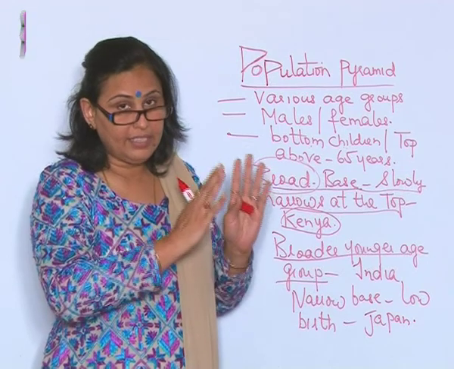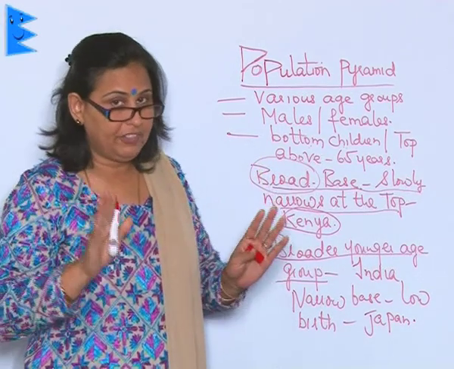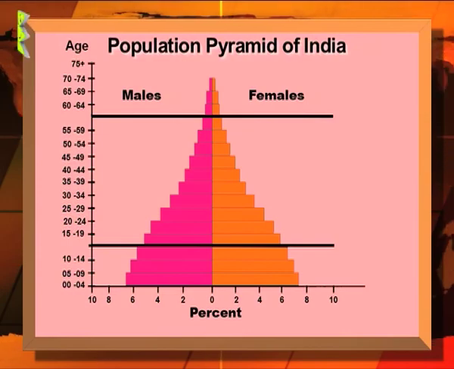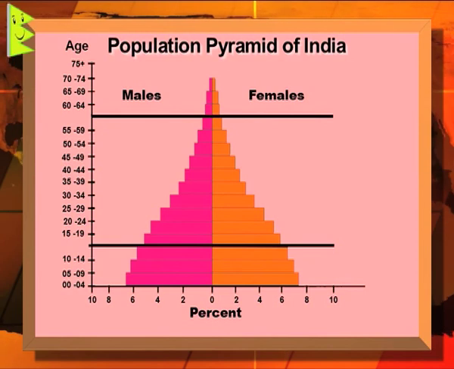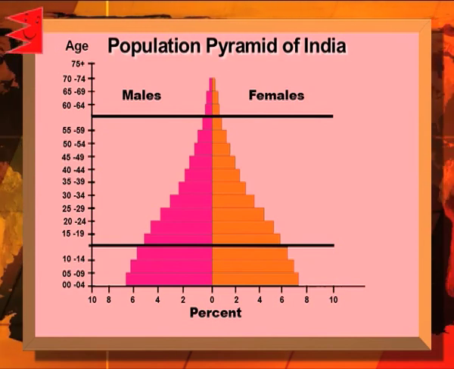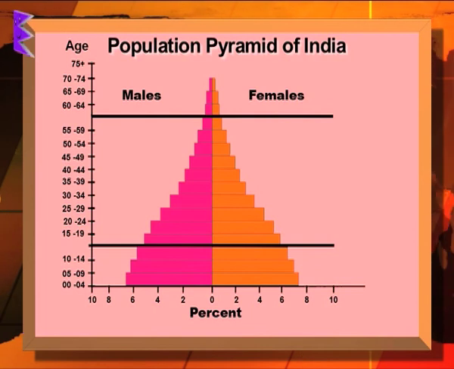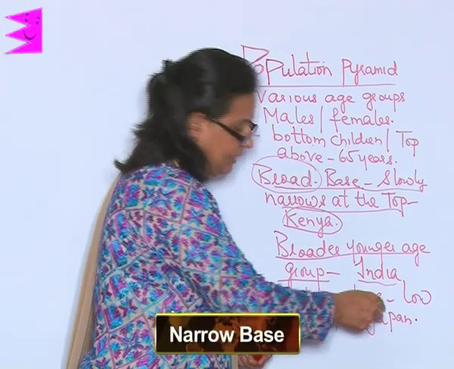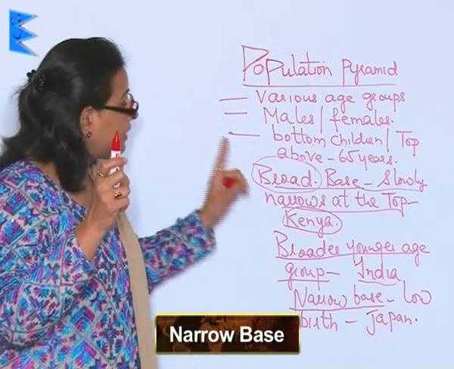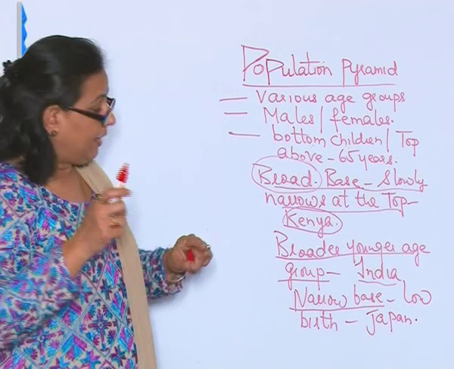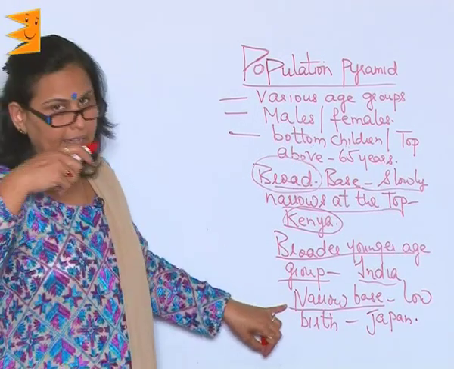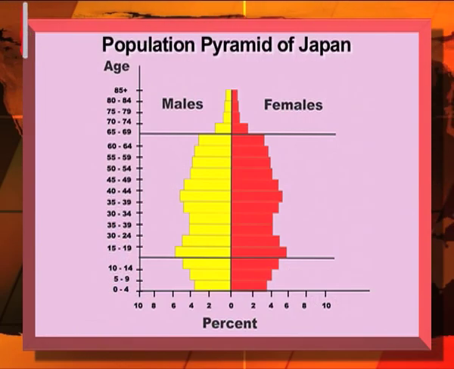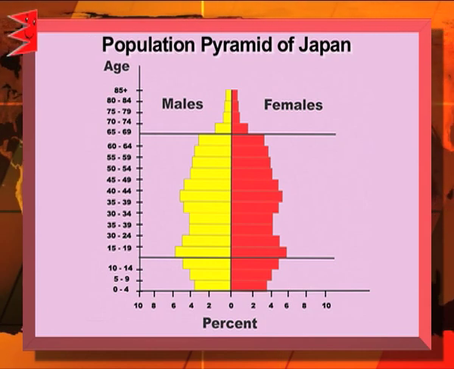Now, that stage has come wherein we have good medical facilities and the infants are not dying, they are reaching the middle age group. That is the time we have a broader younger age group, the middle group is higher. The example is India. The third pyramid could be that you have a very narrow base. Base means children. When you have a narrow base, it clearly indicates that the birth rate is low in the country, which means a country like Japan.